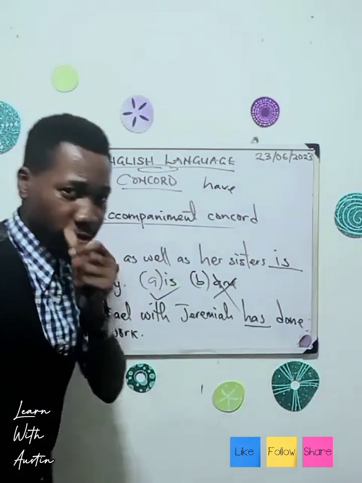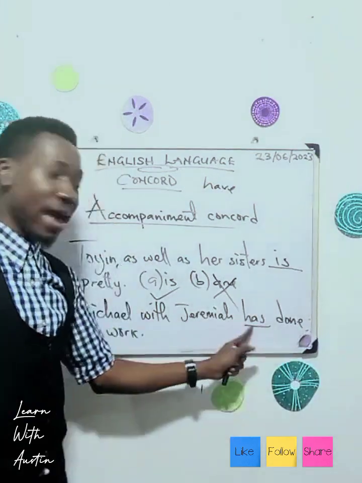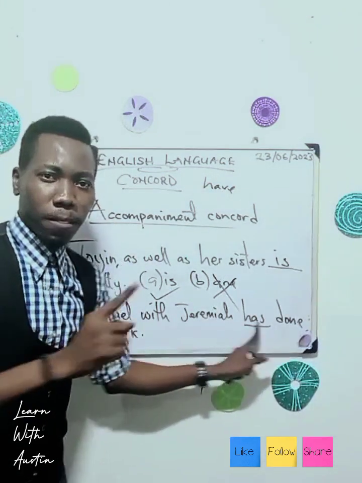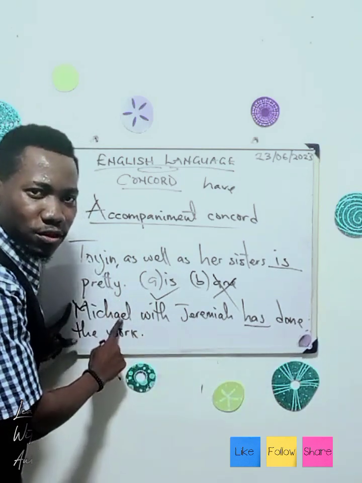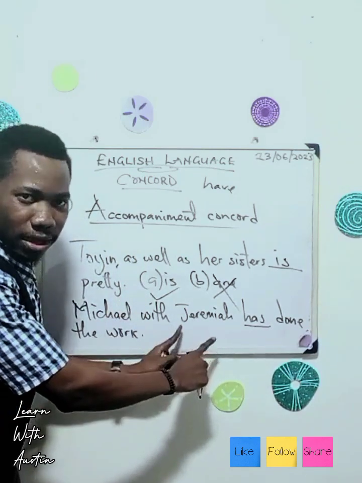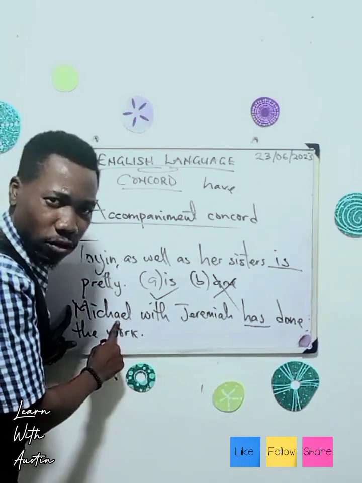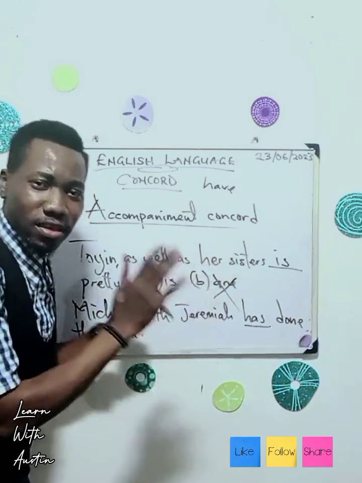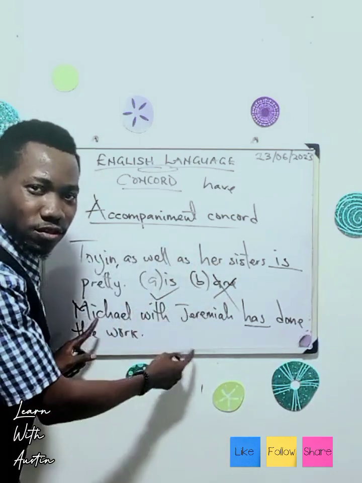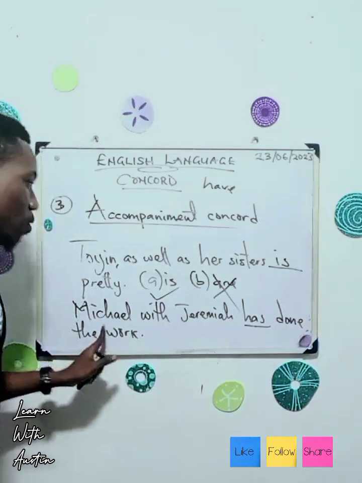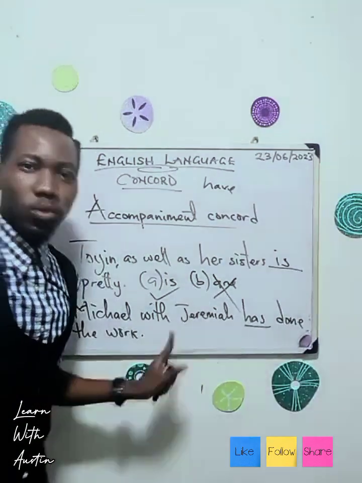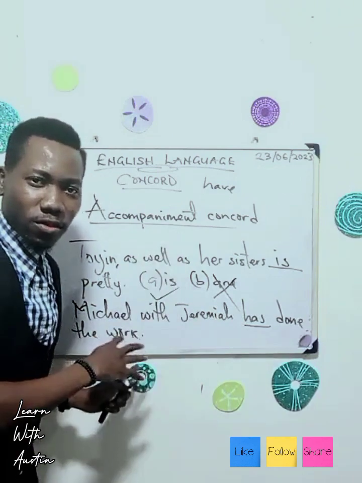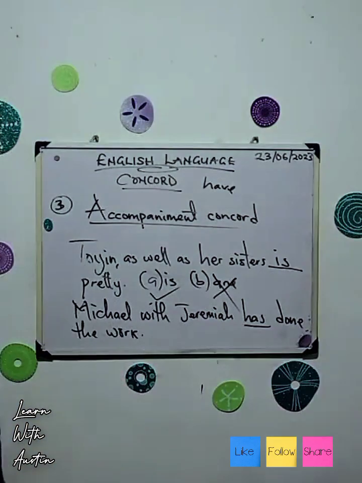Have is used for more than one, and has is used for one, singular. But in this case, our focus is on this one, not Jeremiah. Michael is the main focus. Jeremiah is just accompanying Michael. Michael is the face, the main person. So Michael has done the work with Jeremiah. That's like rephrasing this whole thing. So let's go to the next one. When we're done with this, I'll give us some questions on Concord.